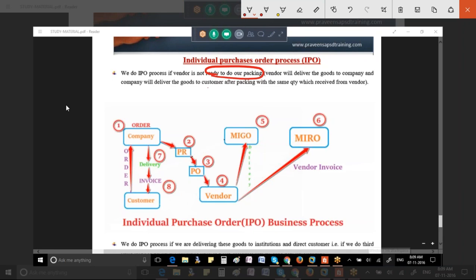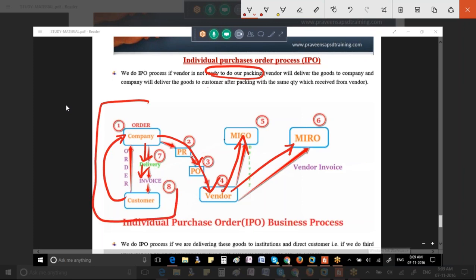So the IPO process is like this. Customer will place an order to the company and a PR PO will be generated to the vendor, and you see there is no relationship between vendor and customer. The vendor will deliver the goods to the company and raise the invoice to the company. The company will deliver the goods to the customer, and with reference to the delivery they will raise the invoice to the customer. This is the IPO process. That means the product we deliver to the customer, we don't manufacture it, but we procure it from a vendor. Rest everything is a standard sales process.